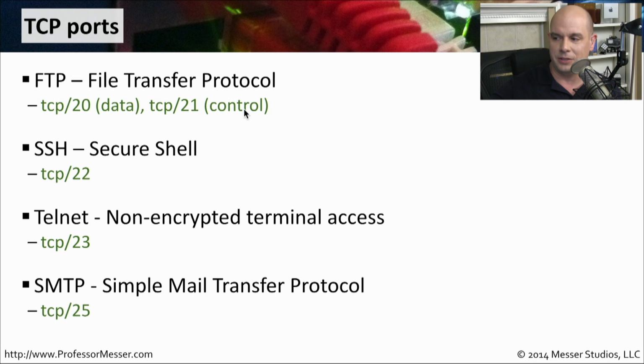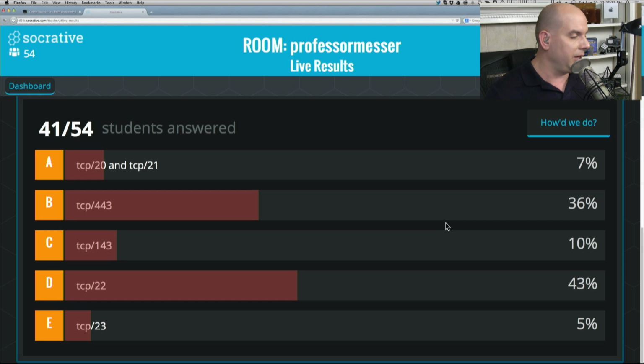We're talking about terminal sessions. And that secure shell terminal session is TCP port 22. Telnet, which is a non-encrypted terminal session, would be 23. SMTP mail is 25. So TCP port 22 is our secure shell. And if we look at this, 42%, 43% of you did say TCP port 22.